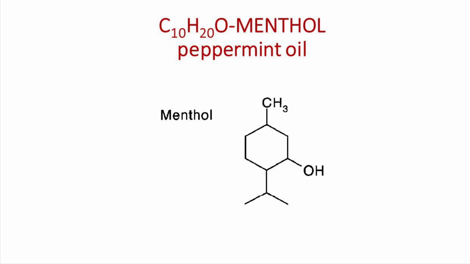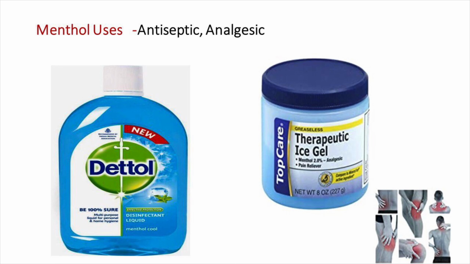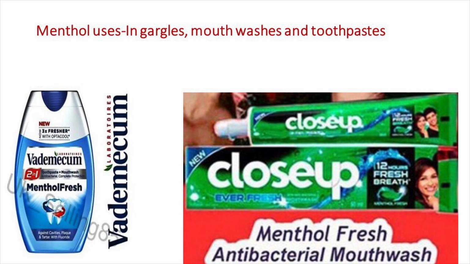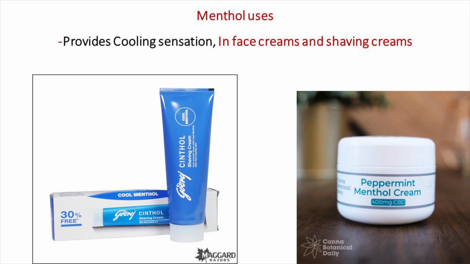What are the uses of menthol? We are well aware of different products in which menthol is an active ingredient. For example, menthol is an antiseptic and analgesic. It is also used in different brands of cigarettes and candles. Menthol is used in mouthwashes, toothpaste and gargles. It provides a cooling sensation and is also used in face creams and shaving creams.